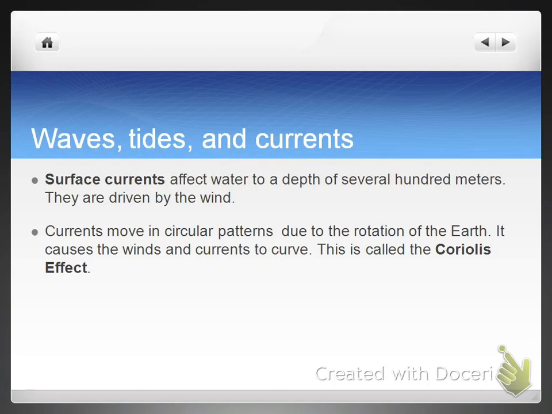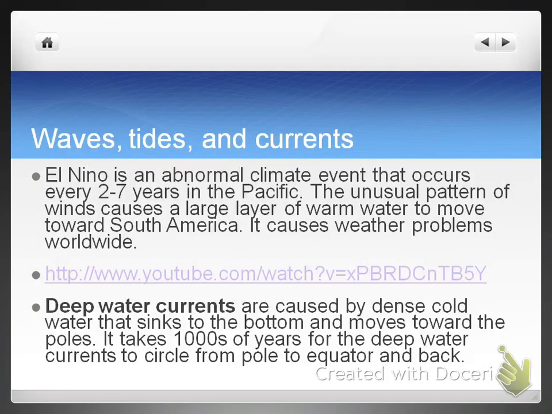And then we have large surface currents that are climatic event occurring, and that is called El Nino, and it occurs every 2 to 7 years in the Pacific. It's an unusual pattern of winds due to, again, warm water moving toward South America, and it can create weather problems worldwide. And so sometimes you'll hear them talking about them on the news about El Nino events.